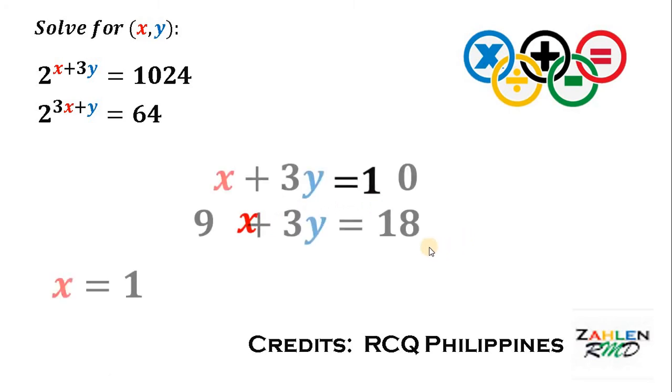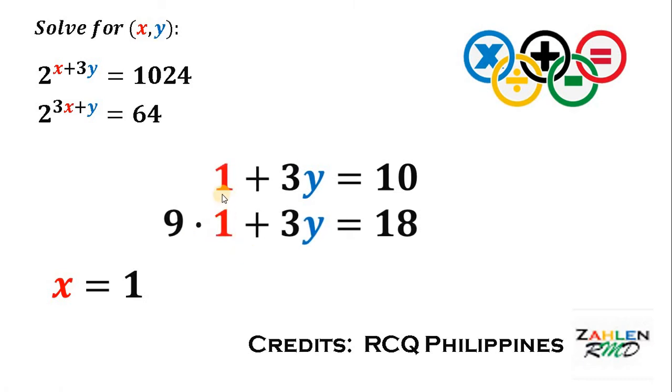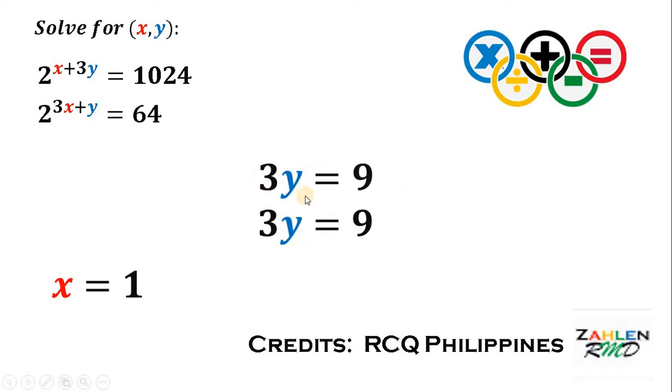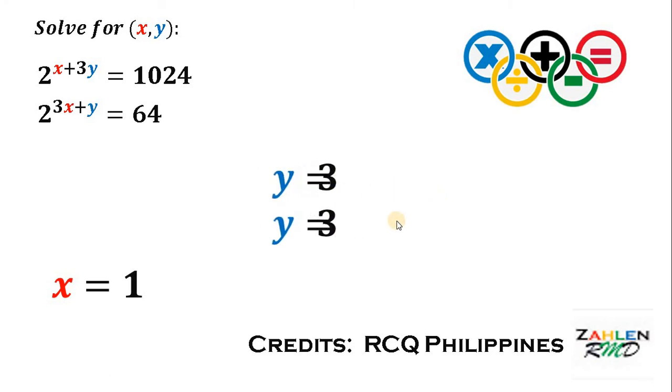Now since we have the value of x, our goal now is to solve for the value of y. To solve for the value of y, let's substitute the value of x in both equations. Therefore, on the first equation, we have 1 + 3y = 10. And on the second equation, we have 9 times 1 + 3y = 18. Now, simplify. On the first equation, subtract 1 on both sides, and on the second equation, subtract 9 on both sides. So in both cases, we have 3y = 9. Divide by 3 on both sides. Therefore, we get in both cases y = 3.